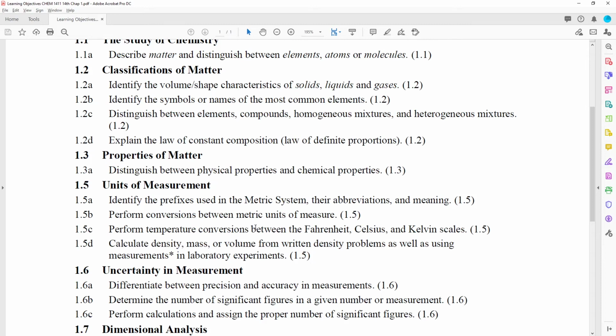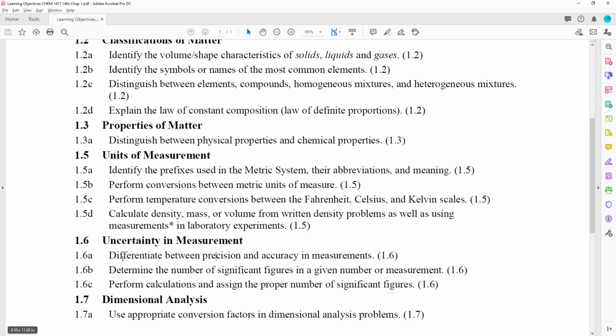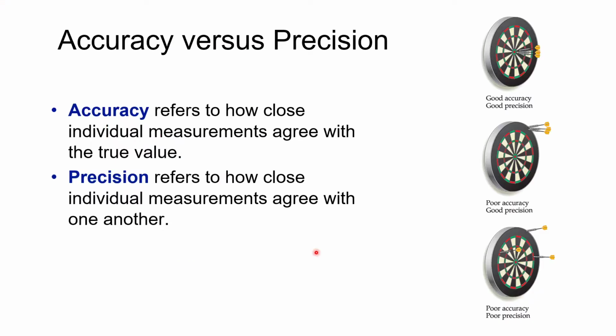So the learning objectives are really, really handy. And you'll see here it says differentiate between precision and accuracy in measurements. So that means you need to know what the definition of precision and accuracy are. That means there'll be at least one question, maybe even two, that show up on the test. So if it's on the learning objectives, it's on the test. All right, I like to point that out because sometimes people get into the semester and they don't even realize how useful those learning objectives are.